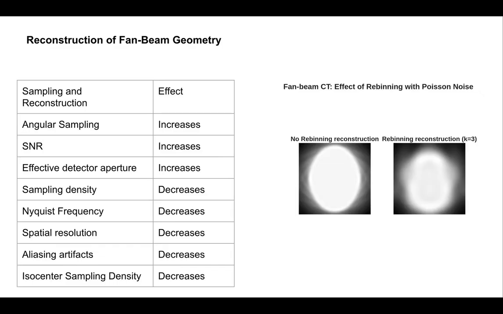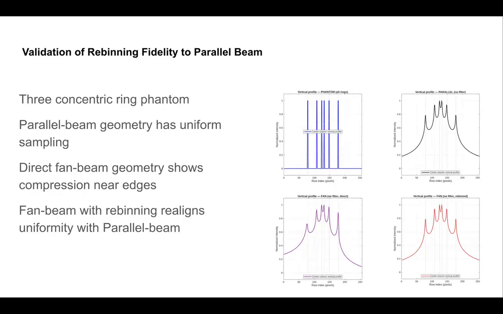After rebinning, the effective sampling grid changes. The true Nyquist frequency of the detector doesn't actually decrease, but because interpolation slightly smooths the data, the effective bandwidth is reduced. To preserve fine detail, we often need to sample more finely, which helps reduce artifacts, but can introduce slightly higher noise. To check rebinning fidelity, we reconstructed a 3-ring phantom in MATLAB and applied direct fan beam, rebinned, and parallel beam geometry.